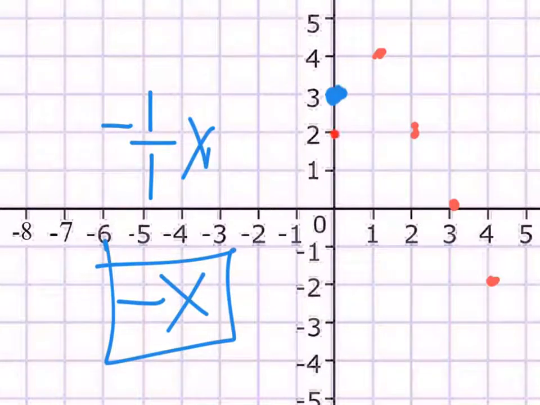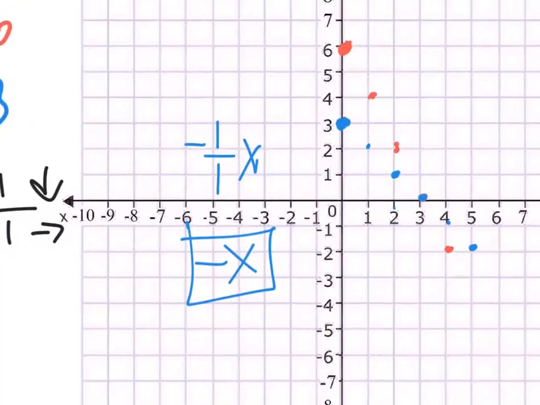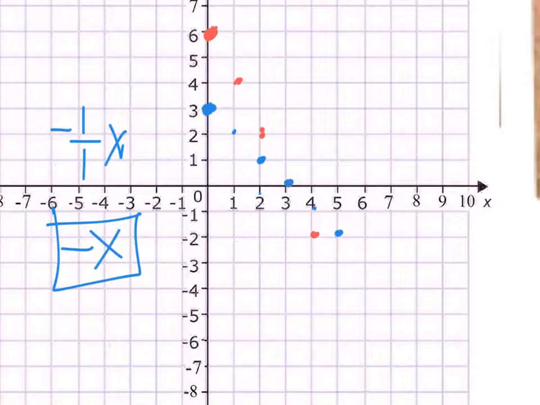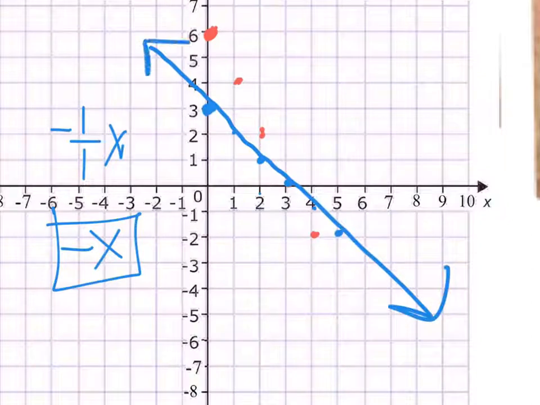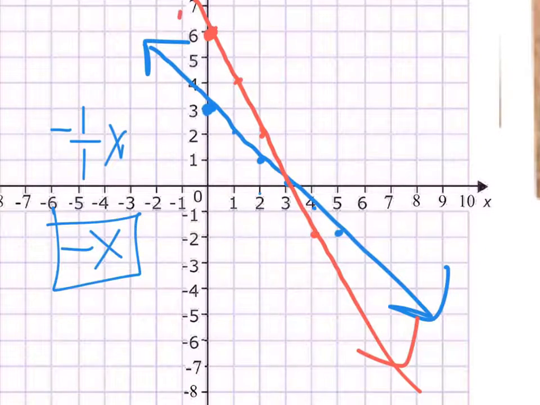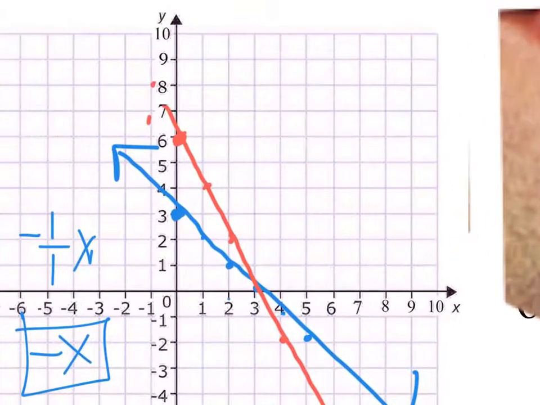So we're going to go down 1, to the right 1. Great. Down 1, to the right 1, and so on. Okay, and so now we connect the dots, like so. Zoom out a little bit. Okay. And of course, we've got to label these.